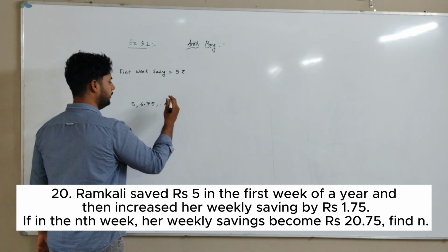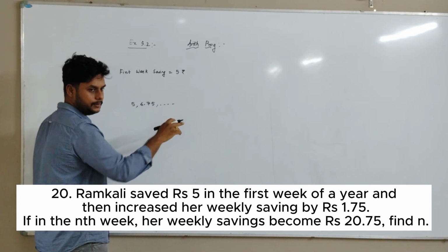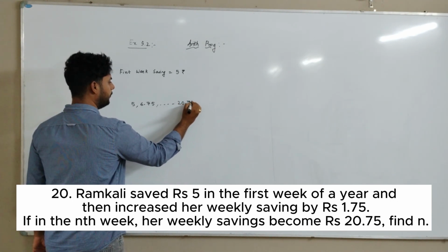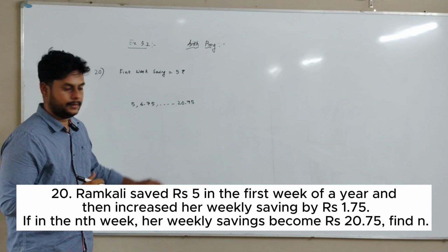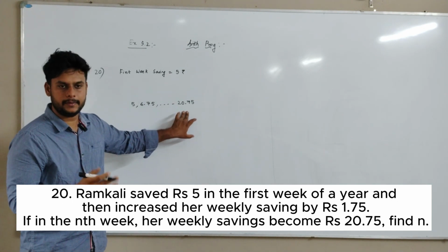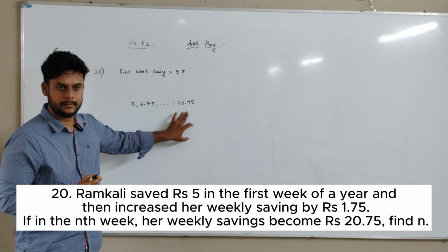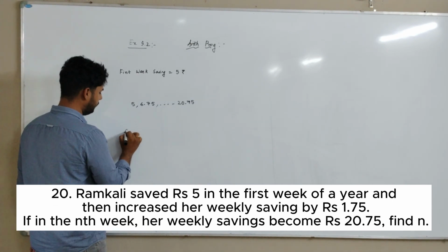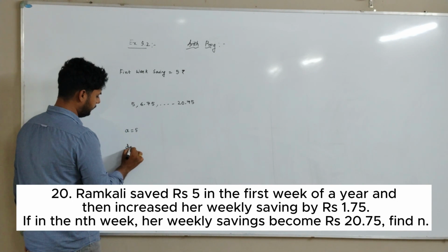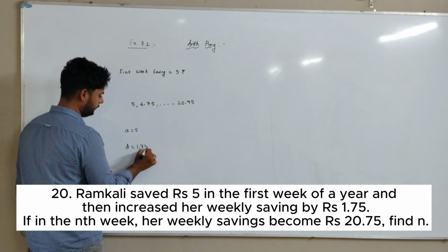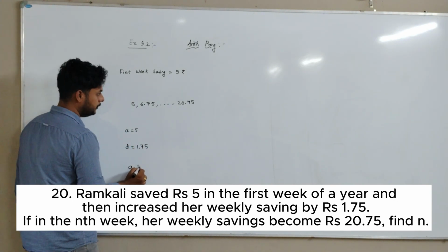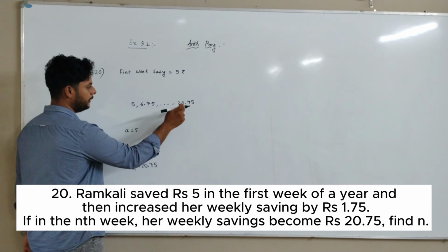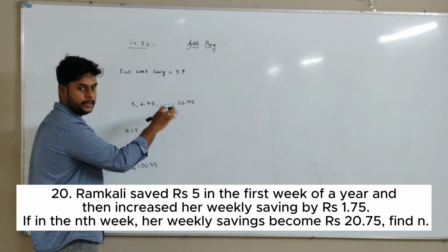Further I don't know. Further it will go till where? Till 20.75. So they are asking at which week it will be 20.75. Understood the question? Last sum same. Again I should find n. So a is equal to 5, d is equal to 1.75, an is equal to 20.75. This is what he wants. He is asking us when will her saving be 20.75.